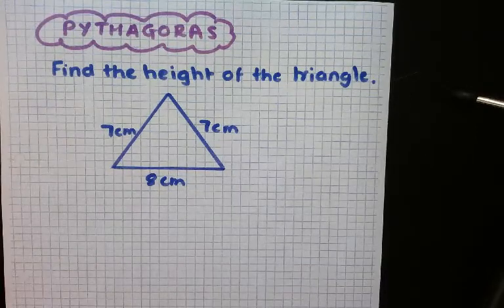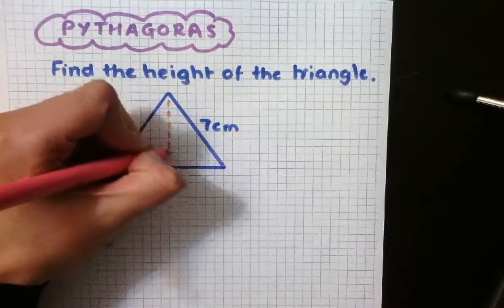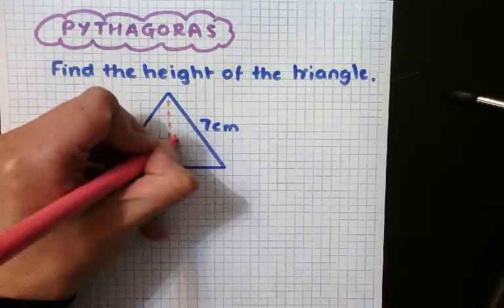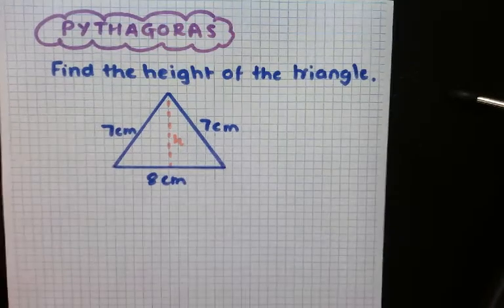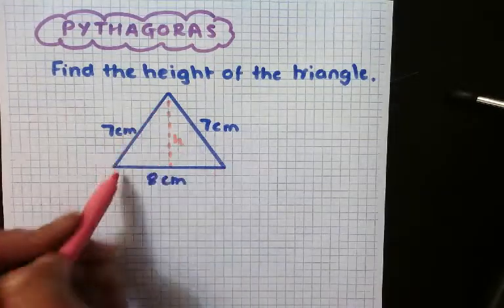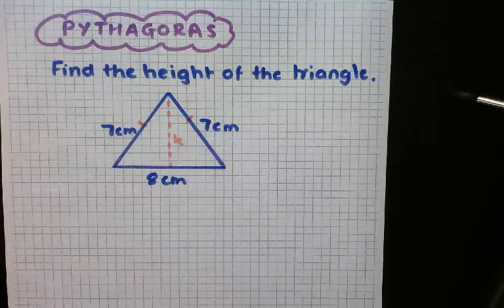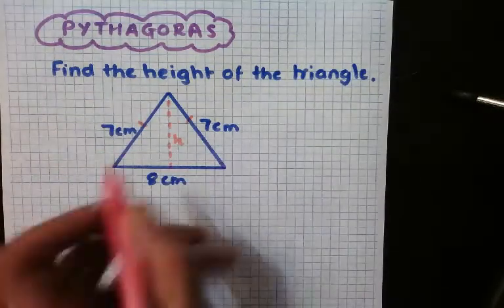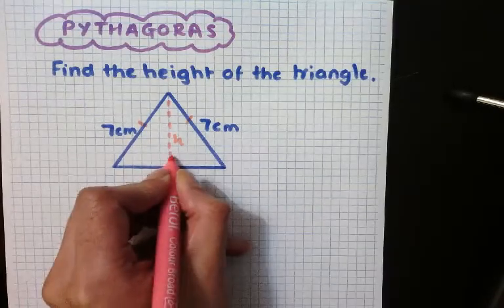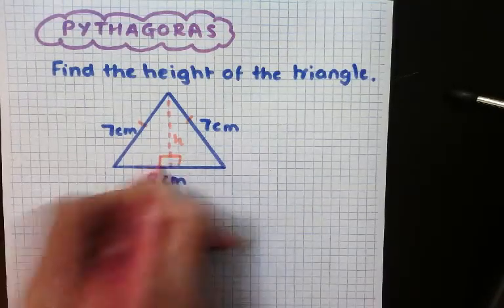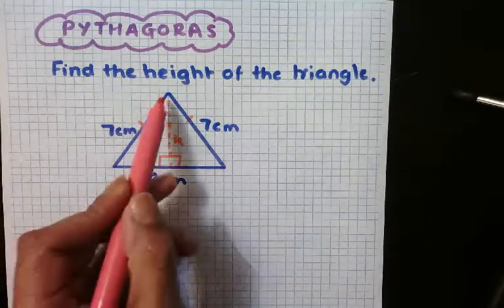So for this one, find the height of the triangle. So we're looking for the height of the triangle. I can call that H. But this is an isosceles triangle. I know it's an isosceles triangle because 2 of the lengths are equal. And what I can do is split it in half and use one of the triangles, because it makes 2 right angle triangles. So there's another one on this side, but I only need to use one of the right angle triangles to find the height.